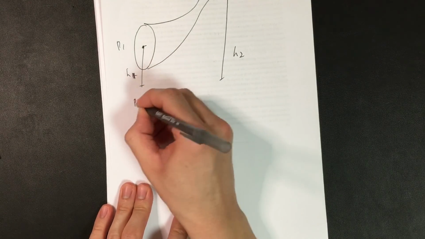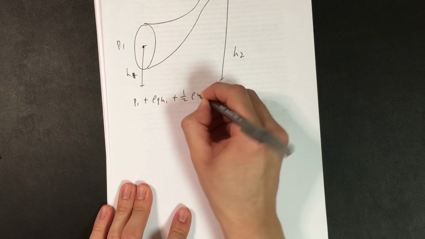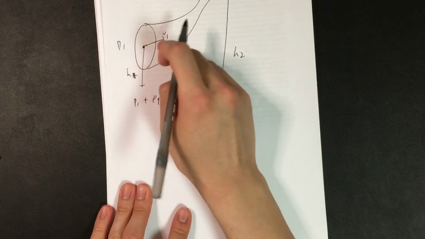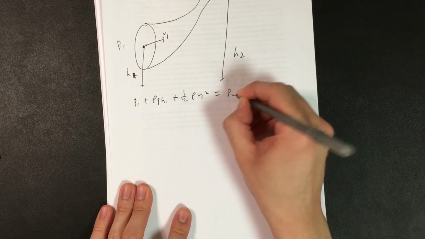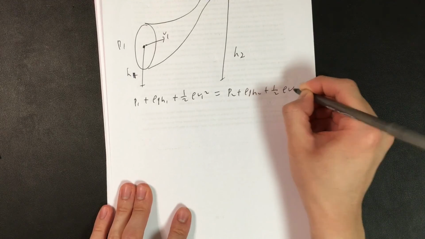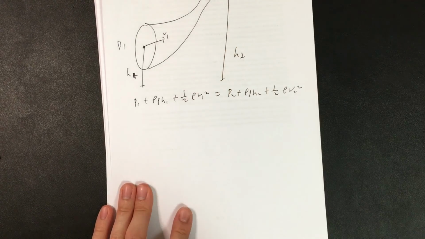Bernoulli stated that P1 plus rho g h1 plus 1/2 rho v1 squared, where v1 is the velocity of the fluid traveling at point 1, equals P2 plus rho g h2 plus 1/2 rho v2 squared, where v2 is the velocity of the fluid exiting this cylinder.